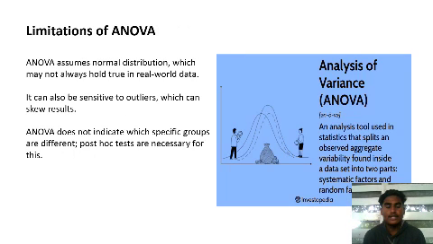Limitations of ANOVA. ANOVA assumes normal distribution, which may not always hold true in real-world data. It can also be sensitive to outliers, which can skew results. ANOVA does not indicate which specific group is different. Post-hoc tests are necessary for this.